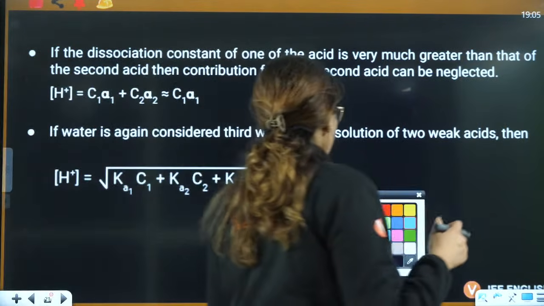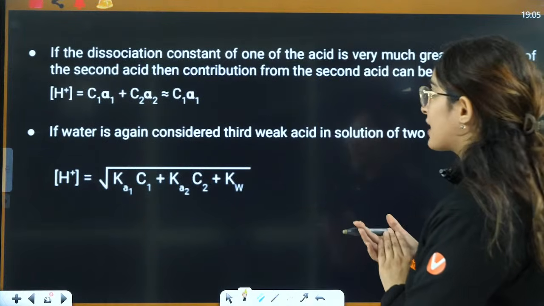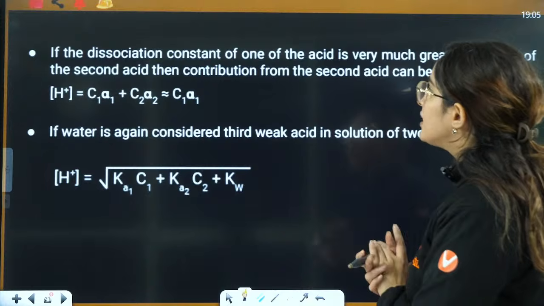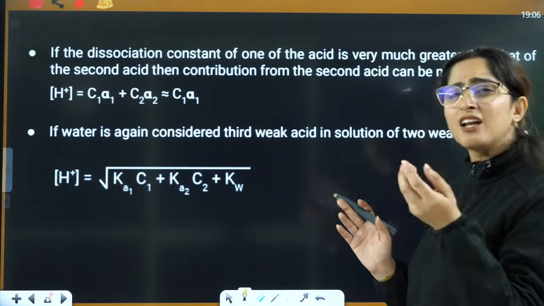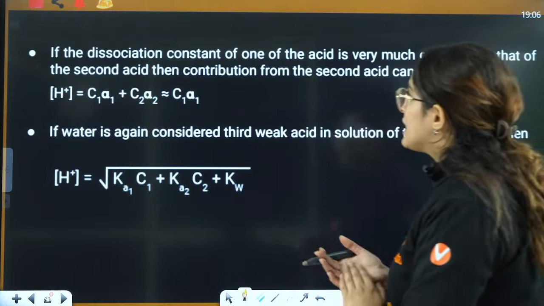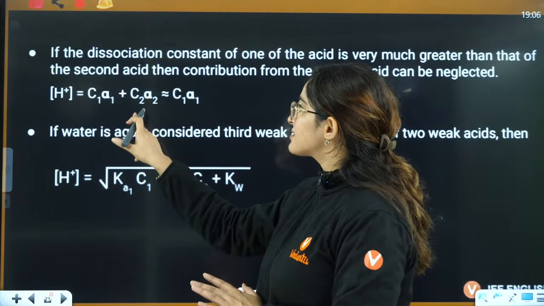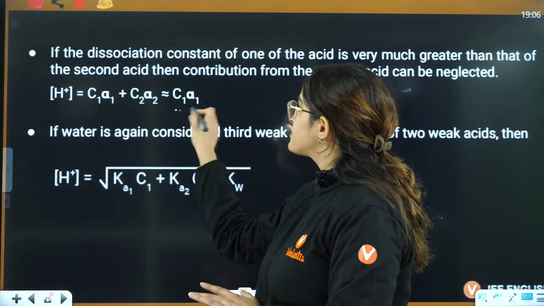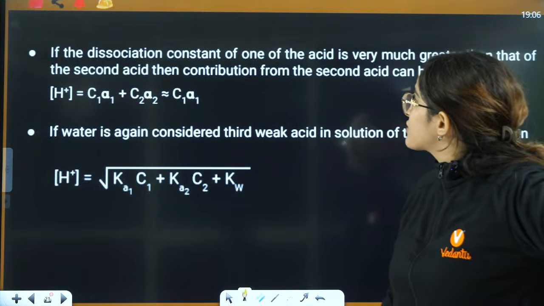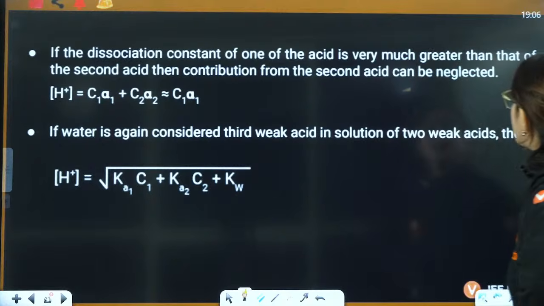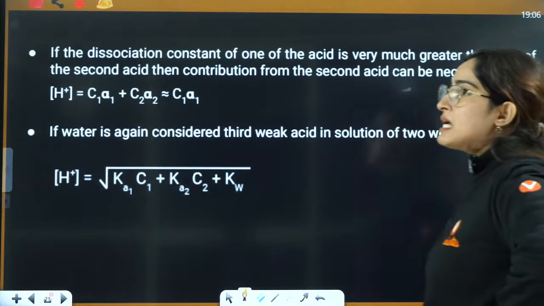If they are saying that the degree of dissociation of one of the acids is very high, for example, that the second acid has a very high degree of dissociation, then alpha will be approximately equal to 1. Right, so here alpha 2 will be approximately negligible, and that is the reason this approximately becomes equal to C1 alpha 1 only, right? Okay, if the dissociation constant of one of the acids is very much greater than that of the second acid, then the contribution of the second acid will be neglected.